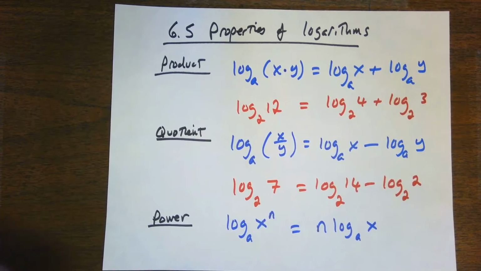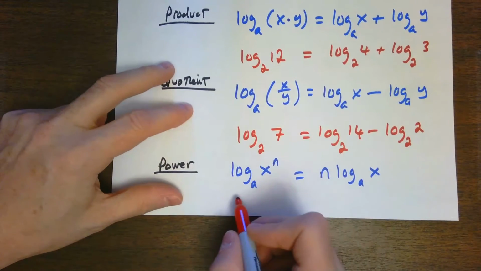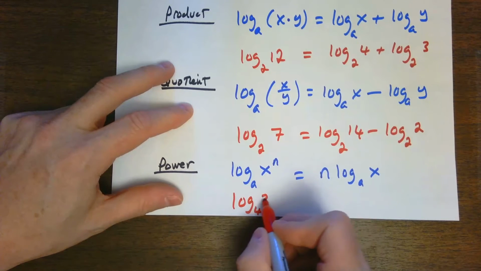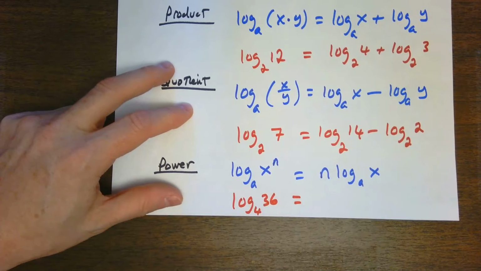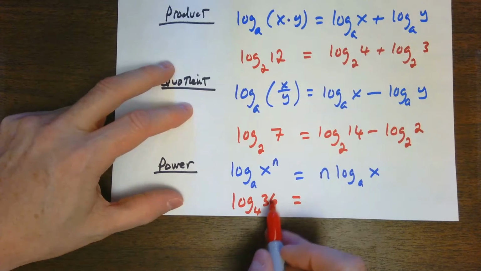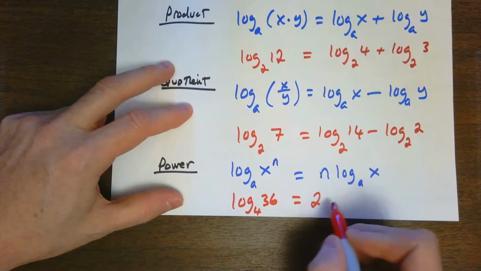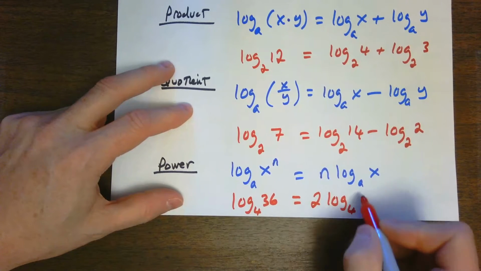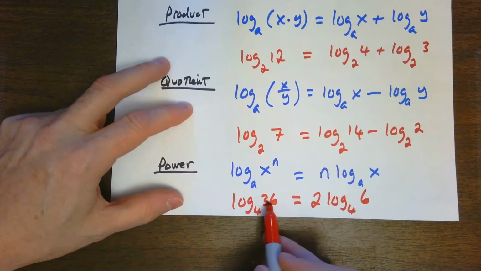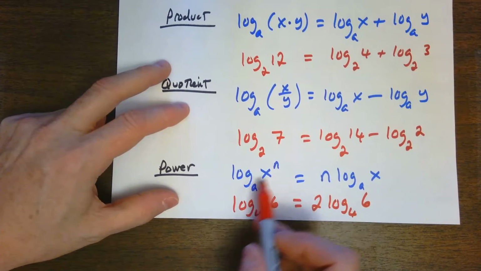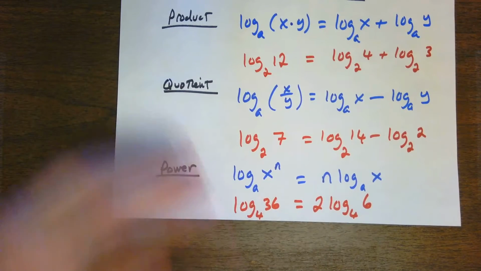For example, getting close to the bottom of the page here, if I have log base 4 of 36, well, 36 is the same thing as 6 squared. And if I think about 36 as 6 squared, the n is the 2, I can rewrite that as 2 times log base 4 of 6. The 36 is 6 squared, and I can bring the 2 out here. A power to a power, we multiply.